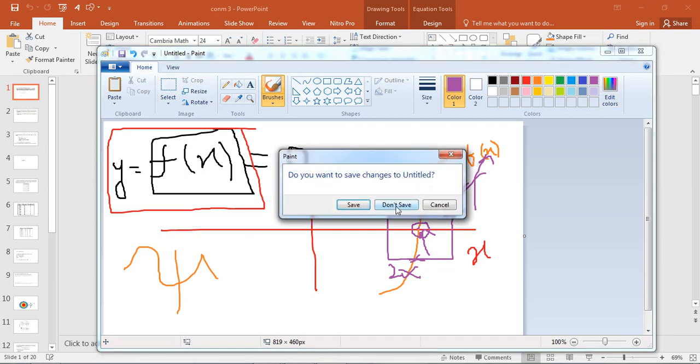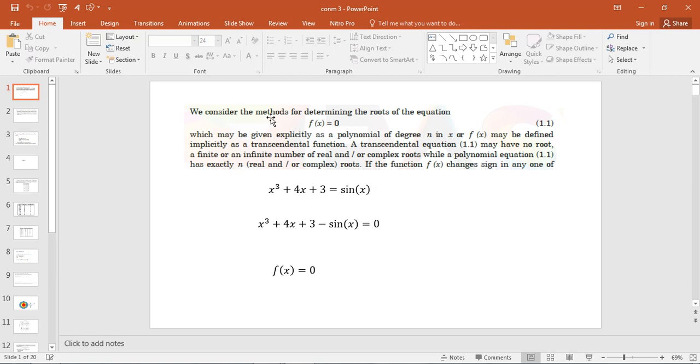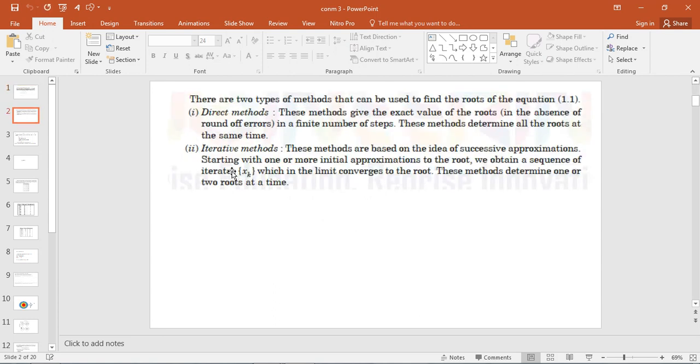So let's move on. I believe you have understood. So f of x is equal to 0 is my equation, and my equation can have no roots, finite roots, infinite roots, real roots, or complex roots. This will depend upon the equation. Let's move on to the next one. Now in order to solve any kind of equation, there are two methods. One is the direct method. Direct method is, suppose I give you 4x is equal to 8.